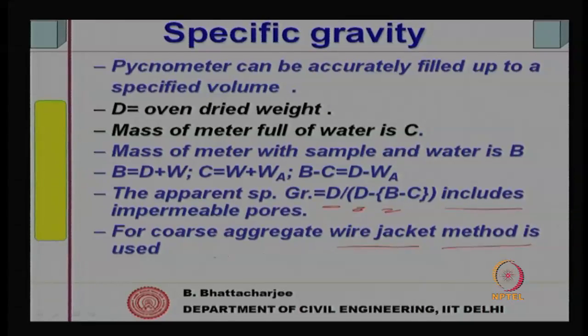Sometimes the wire jacket method is used to find out the specific gravity of coarse aggregate. That means you have a jacket, fill in the mass, and put it in water. So, see the volume of water displaced; you take the weight again in the submerged condition. From that you can accurately find out the volume of water displaced, and then find out the specific gravity.